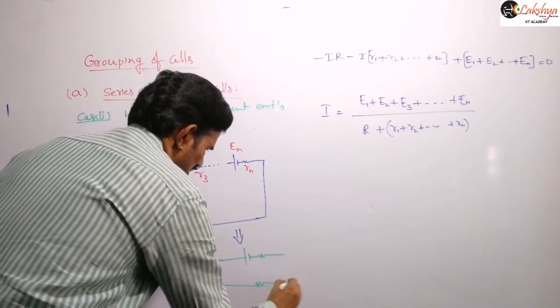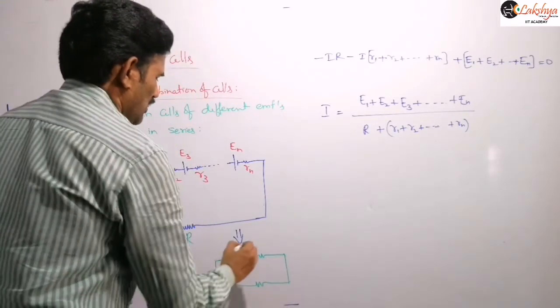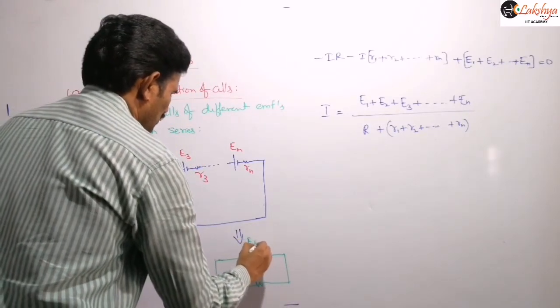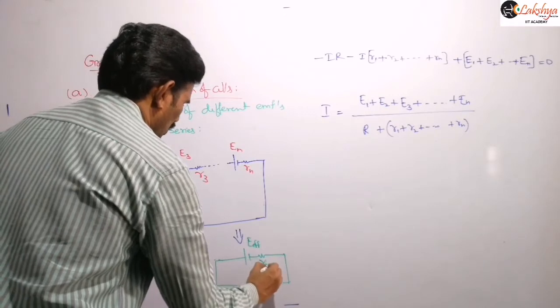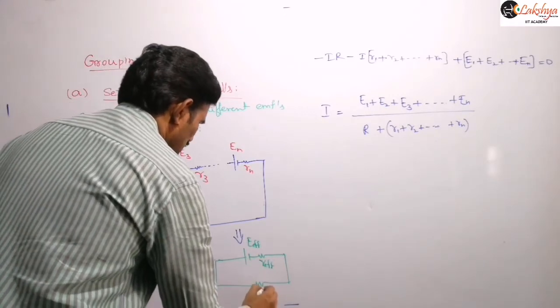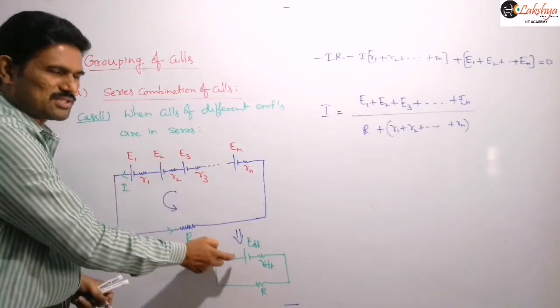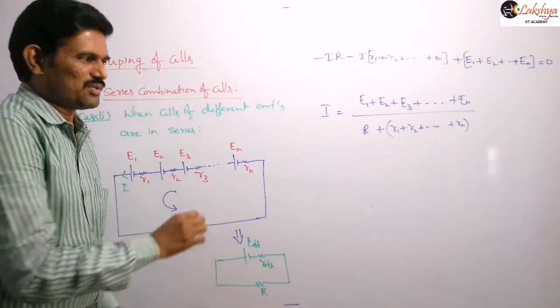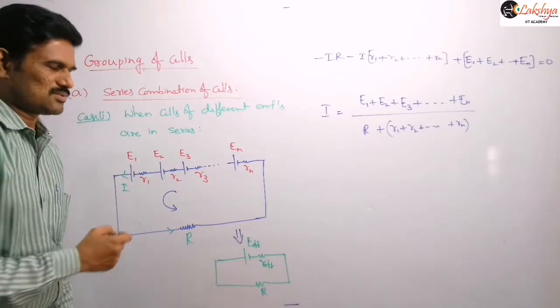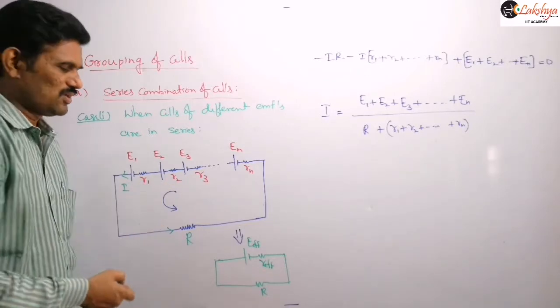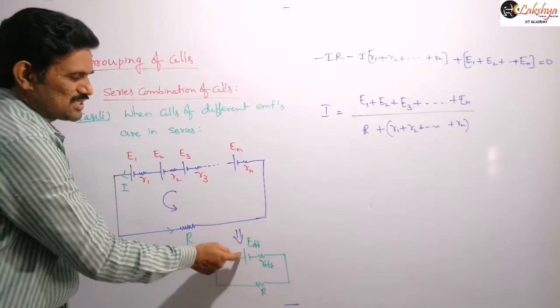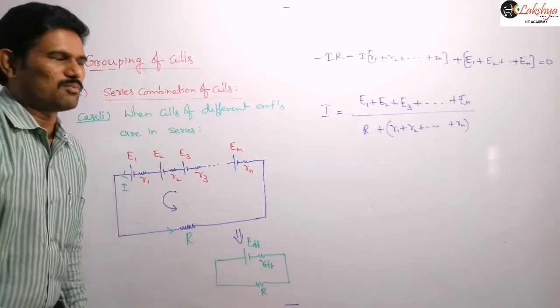When a single cell is connected like this, this is nothing but our E effective, and this is R effective, and this is R. That means now these n number of cells we are replacing with a single cell. That is the meaning of equivalent resistance or effective EMF, such that it produces the same current as that of this given combination.